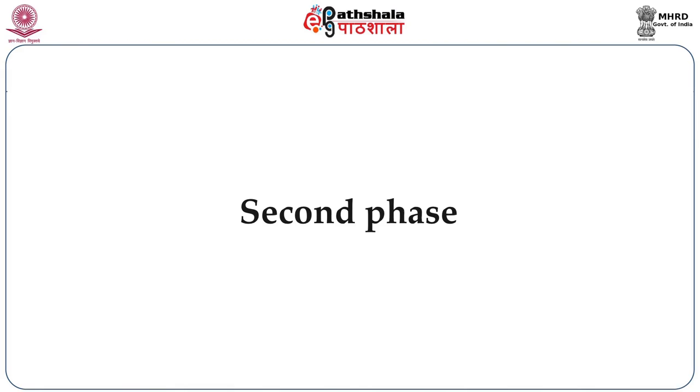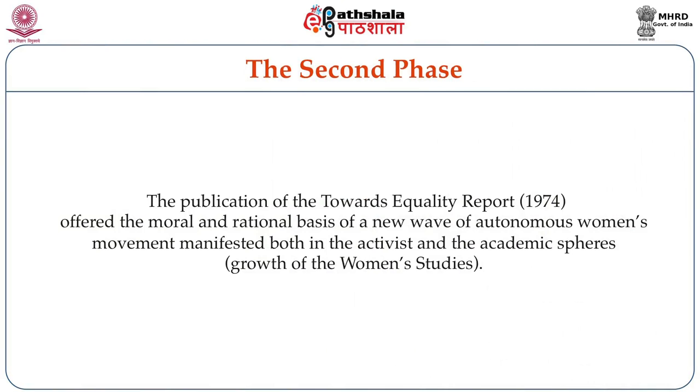Now, the gravity of the various women's organizations in the first phase, as well as the real situation of women, could only be gauged with the publication of the Towards Equality report in 1974. Now, in 1975, the United Nations organized the World Conference of Women in Mexico and also declared 1975 to 85 as the International Decade for Women. As a part of the World Plan of Action, the National Committee for the Status of Women was formed, and they published and presented the report on the status of women in the country in 1974.